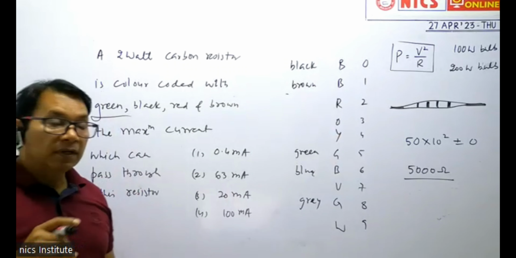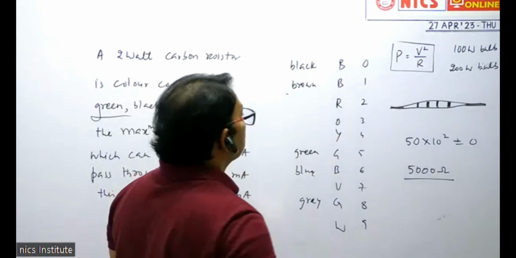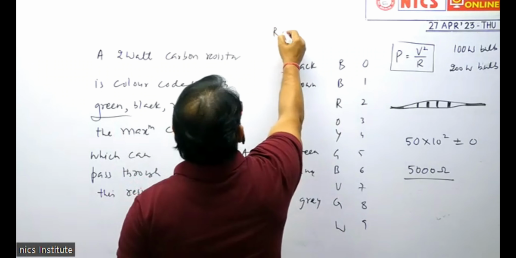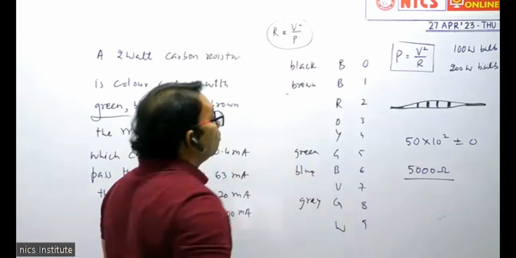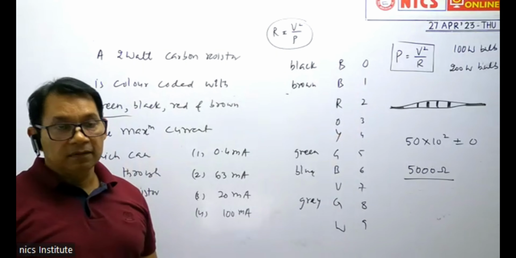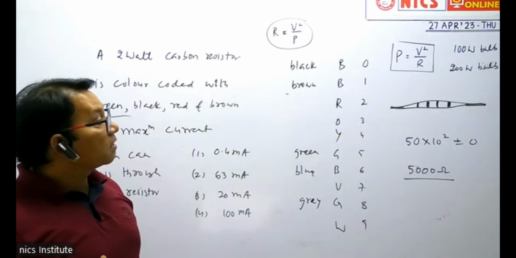The 100-watt bulb has the higher resistance, because resistance is always V squared by P. So the 100-watt bulb has a higher resistance.